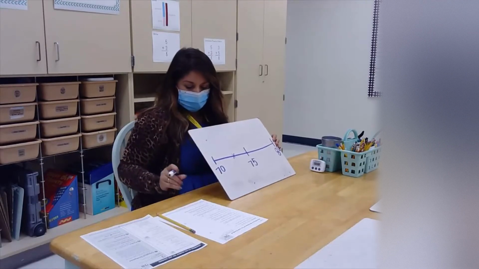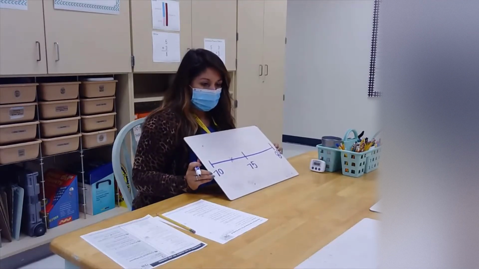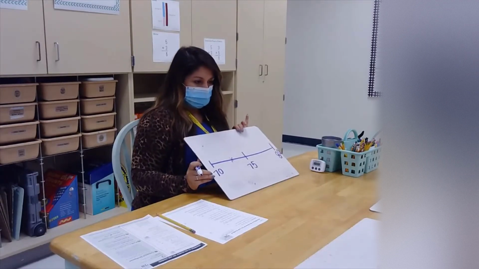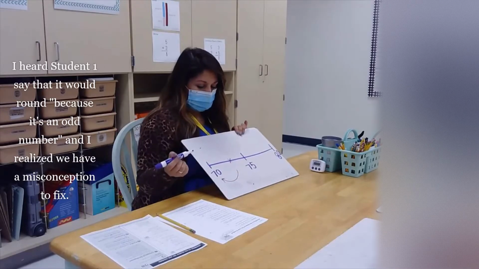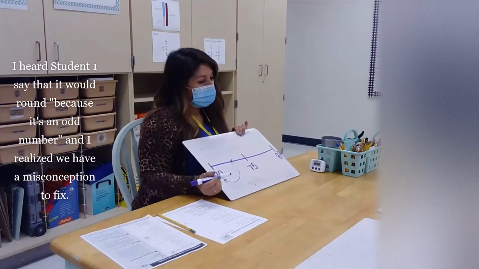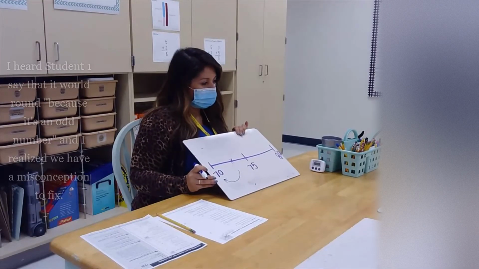Student 1, what would you say? I'll say it will round to 70 because 73 is an odd number rounded near the 7. Okay, so we would say that it would round to 70. Student 2, what do you think? Are we allowed to round to 75?